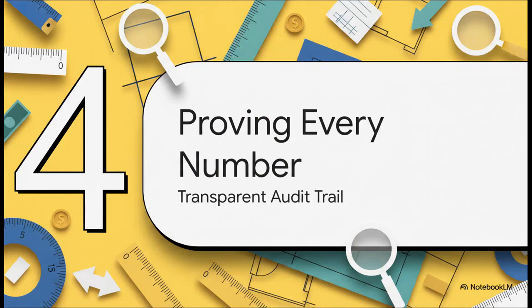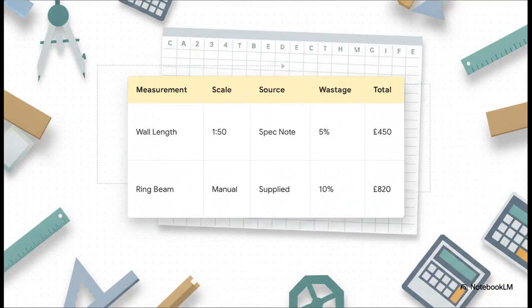Section 4. Proving every single number. The transparent audit trail. Because at the end of the day, an estimate is only defensible if you can prove it. Just look at how every single number shows its working line by line here. You've got the raw measurement, the specific scale used, exactly where it came from, the exact wastage applied, and the final total. There are no black boxes here, just pure, undeniable transparency.